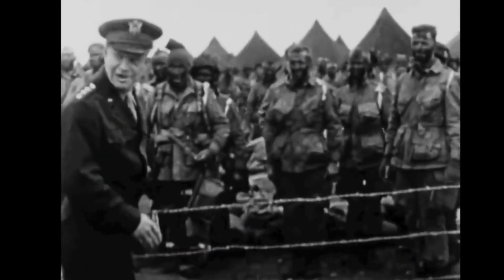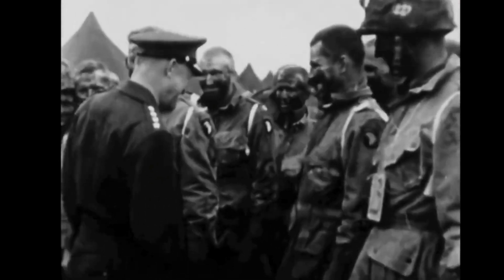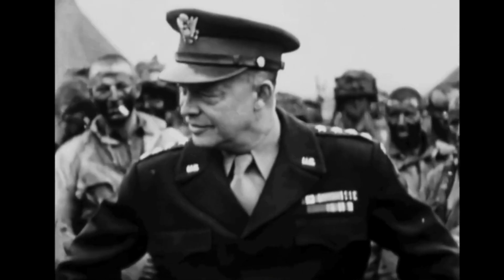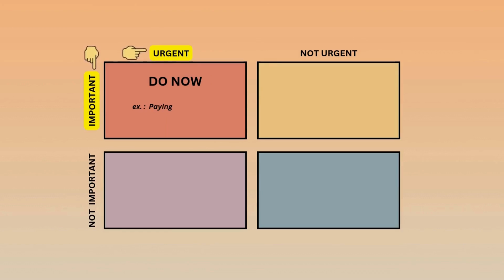Originally, Eisenhower applied his prioritization method during World War II as a military general, helping him make quick decisions under pressure. So the Eisenhower Matrix divides tasks into four quadrants based on two key factors, importance and urgency. The first quadrant is called Do Now. Your tasks that are both important and urgent, and therefore need your immediate attention, should be categorized in this section.